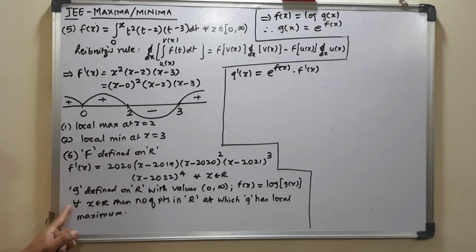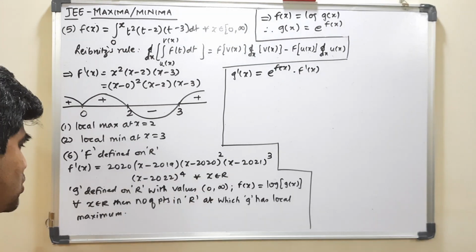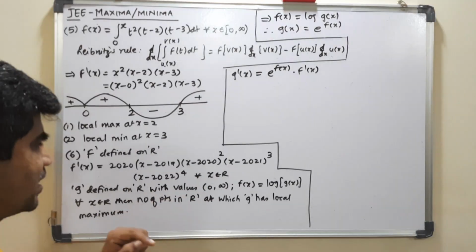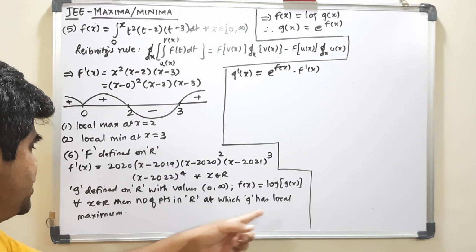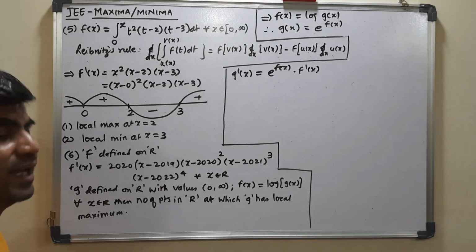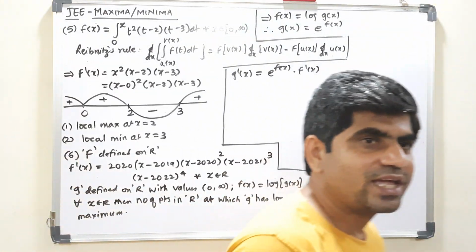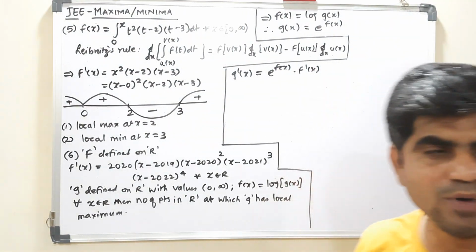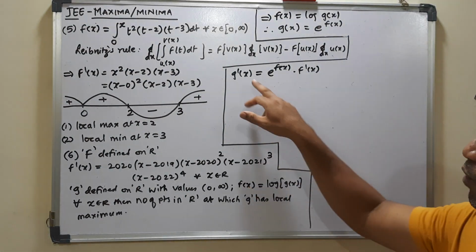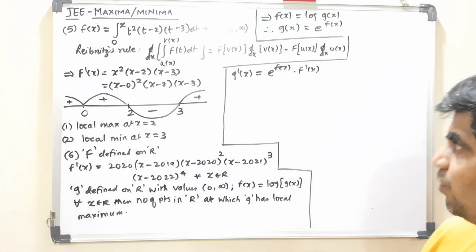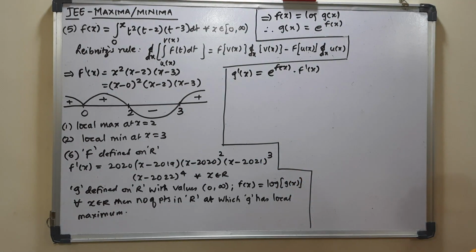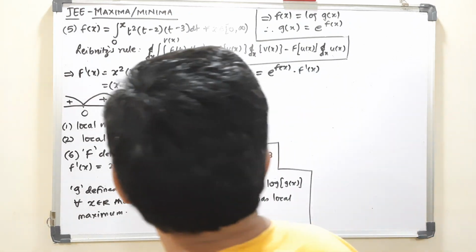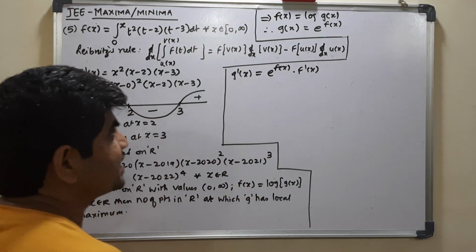And what it says, where x belongs to real numbers here also, then the number of points in R, that is real numbers, at which g has a local maximum. Yes, so better I solve it. Okay, g has a local maximum. So for local maximum or local minimum, I require g dash x, which I already found out.